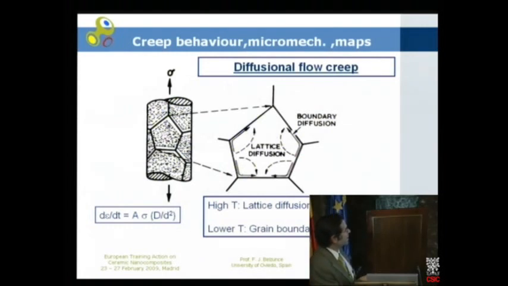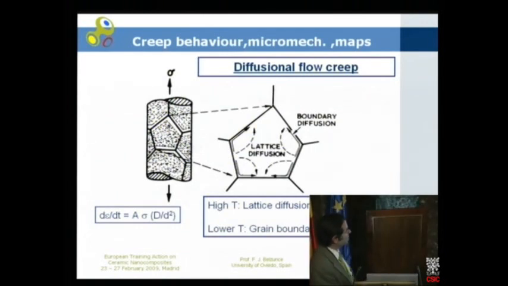In this case, the strain rate is directly proportional to the stress. The exponent of the stress is only 1, not 3 or between 3 and 8, like in the other case. So the importance of stress is much lower. Also, the strain rate is directly proportional to the diffusion coefficient. But there is also an important microstructure parameter which influences the strain rate, which is the grain size. So here is the grain size over 2.